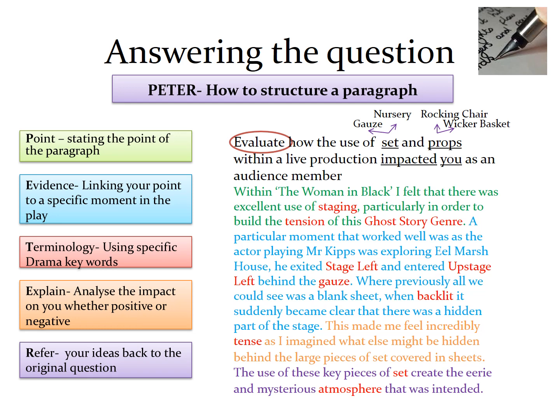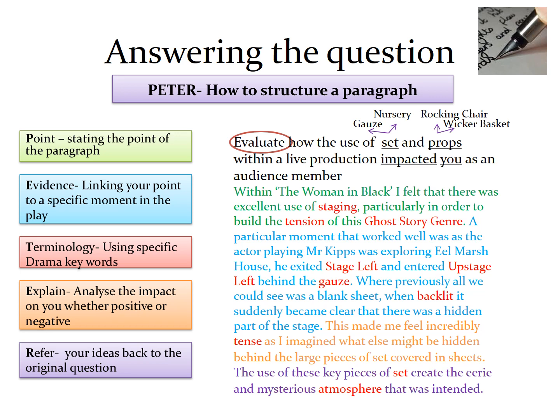Right, this is quite a good one actually, this part of the slide. So, evaluate how the use of set and props within a live production impacted you as an audience member. So there you are, you're looking at set and you're looking at props. So you're extending those words and deciding what you're gonna write about. What were your bits from this? This happens to be an example from Woman in Black. So they've talked in terms of set. This person has decided to talk about the nursery scene. You'll find out all about this when we go, and the use of the gauze and the rocking chair and the wicker basket. So those 4 props are enough to get a full mark answer.